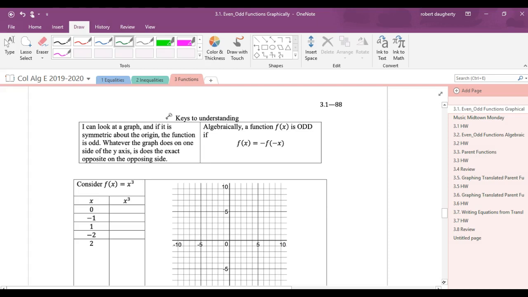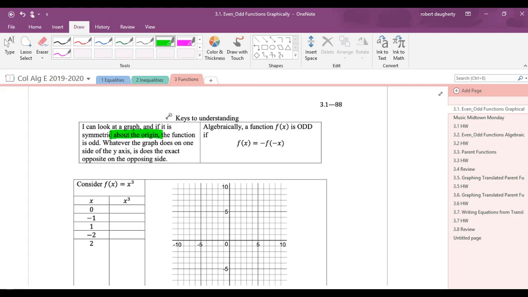Now, you should be able to look at a graph and tell that if it's symmetric about the origin, that's what makes it an odd function. Rather than think symmetric about the origin, I like to think of it as doing the opposite thing. So if what I see on the right side of the y-axis and what I see on the left side of the y-axis are the same, it's even. If those things are opposites, it's an odd function.